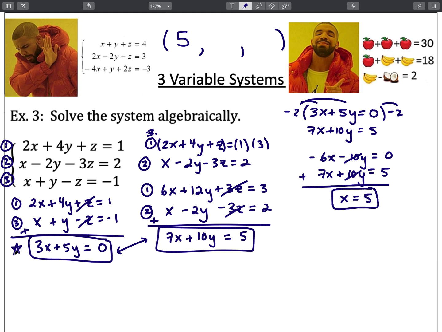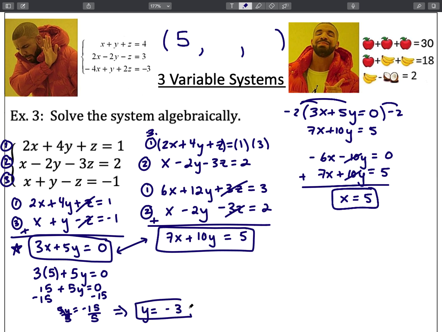So I have 3x plus 5y is 0. Well, 3 times x, what do I know about x? Well, I know x is now 5. Plus 5y is equal to 0. So 3 times 5 is 15, plus 5y is equal to 0. I can subtract 15 from both sides. So 5y is equal to negative 15. I can divide both sides by 5. And if you divide both sides by 5, you'll find out that y is equal to negative 3.